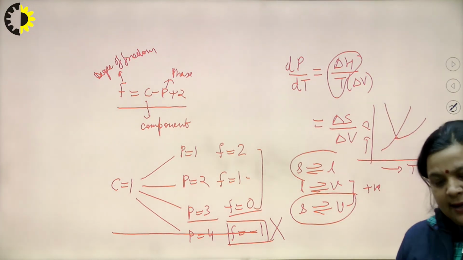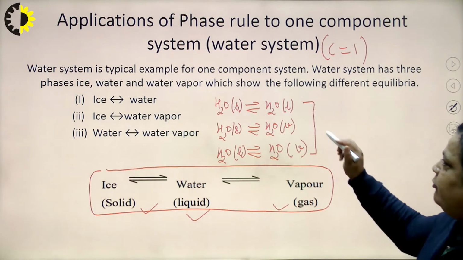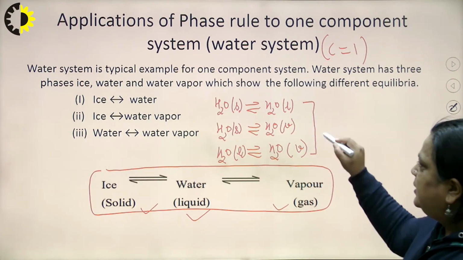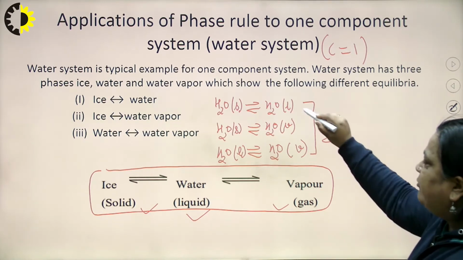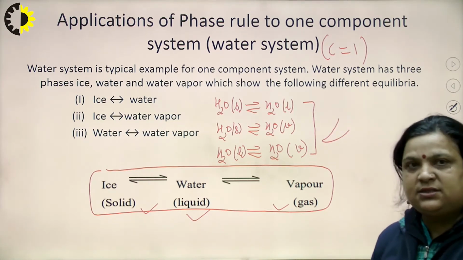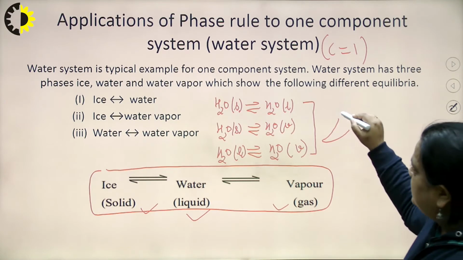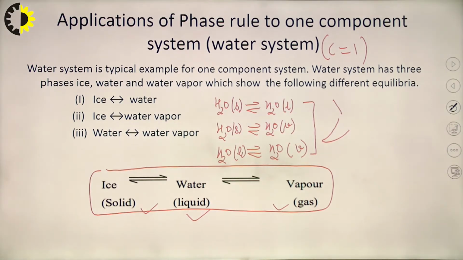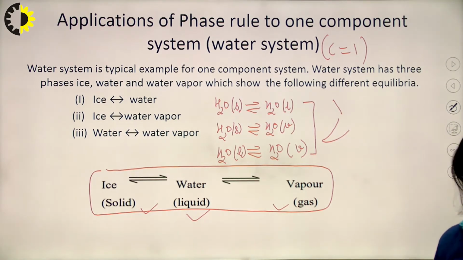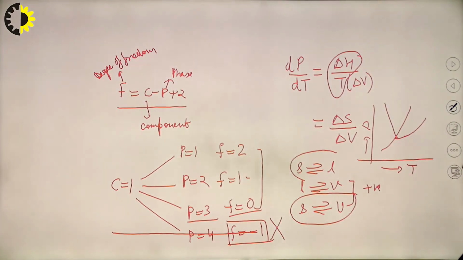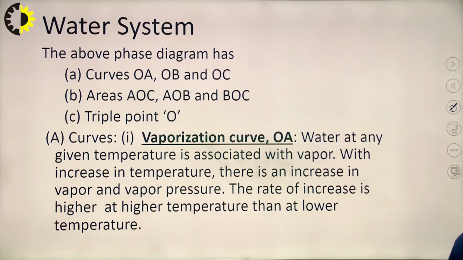So, I think it is clear that for the second and third case the slope will be positive, but for the first, for the water system, the slope will be negative. So, in the phase diagram we will draw and discuss these three phases. Now, let us discuss one by one.